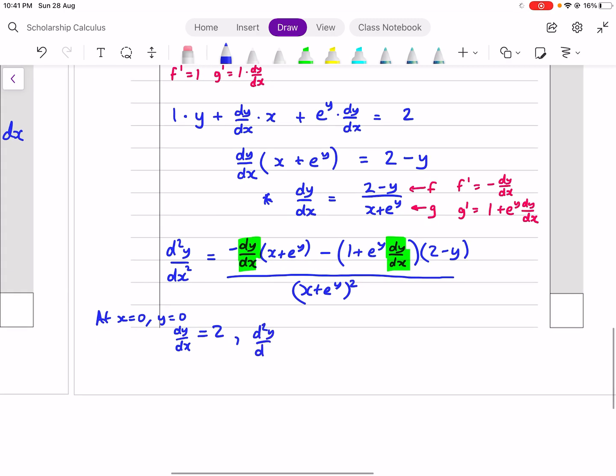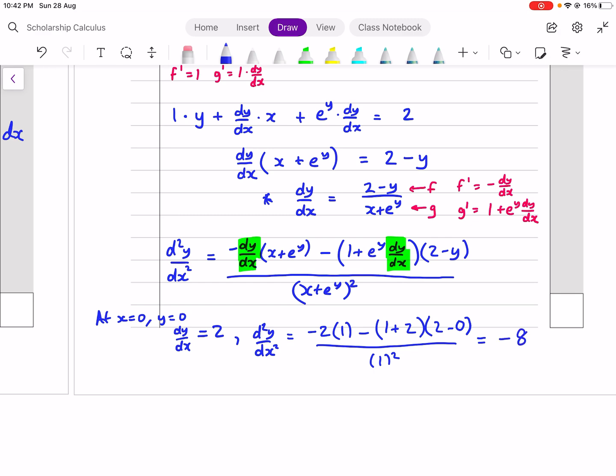and d squared y over dx squared therefore equals minus 2 times 1 minus, I'm subbing in zeros for x and y, 1, e to the 0 is 1, dy/dx is 2, 2 minus 1, oopsies, no it wasn't, it's 2 minus 0, all over 1 squared. Okay, and if you work that out, it comes out to be minus 8. It wasn't too bad, but you needed to know implicit differentiation to be able to do it.